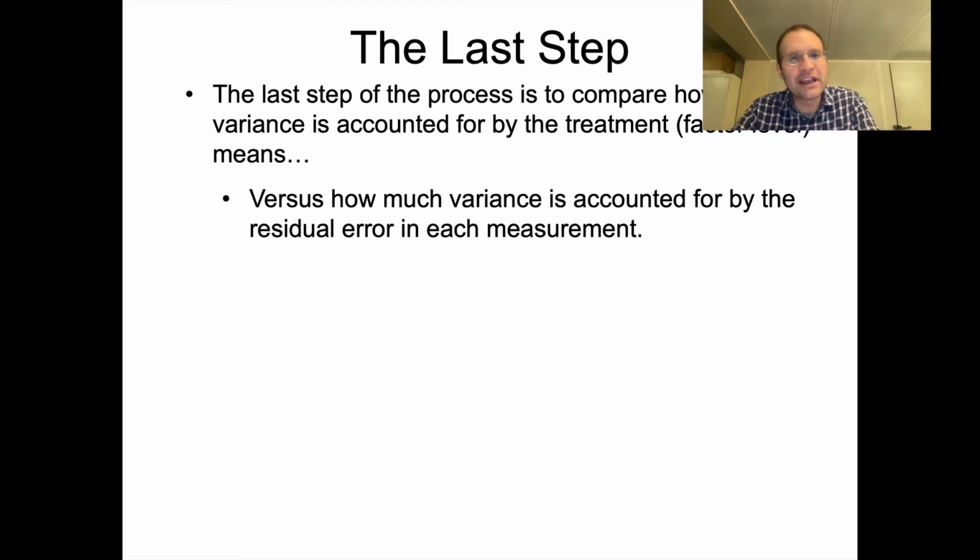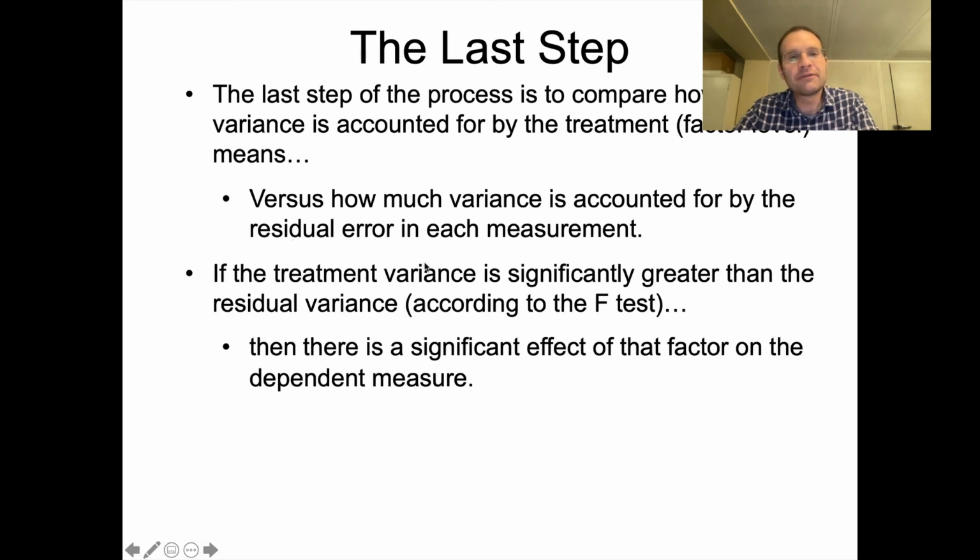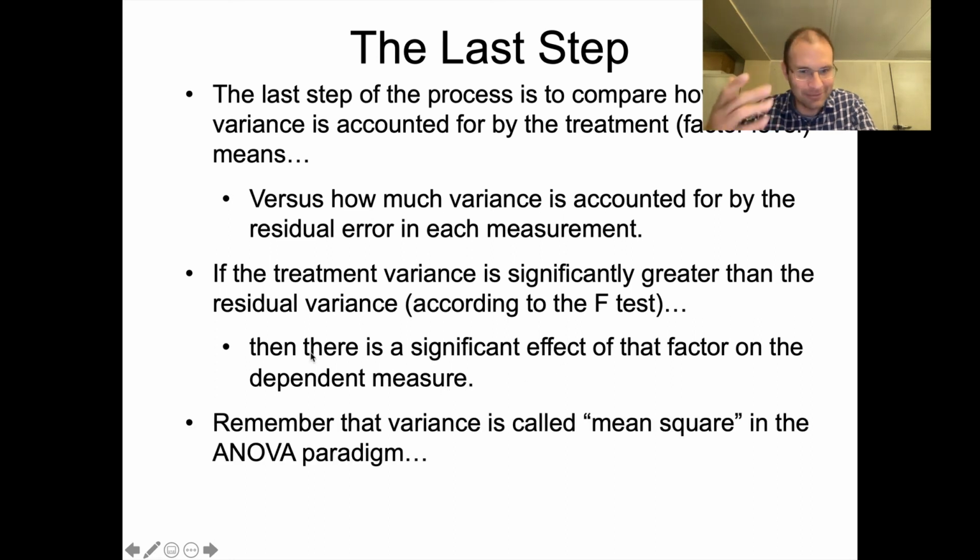So the last step of the process is to compare how much variance you can account for by the treatment means versus how much variance is accounted for by the residual error in each measurement. Basically, if the treatment variance is significantly greater than the residual variance according to an F test, then there is a significant effect of that factor on the dependent measure. I've talked to you about this in a variety of different ways, but basically, is our predicted variance bigger than our error variance? Is our treatment variance bigger than our residual variance using an F test? And just a reminder that variance is called mean square in the ANOVA paradigm.